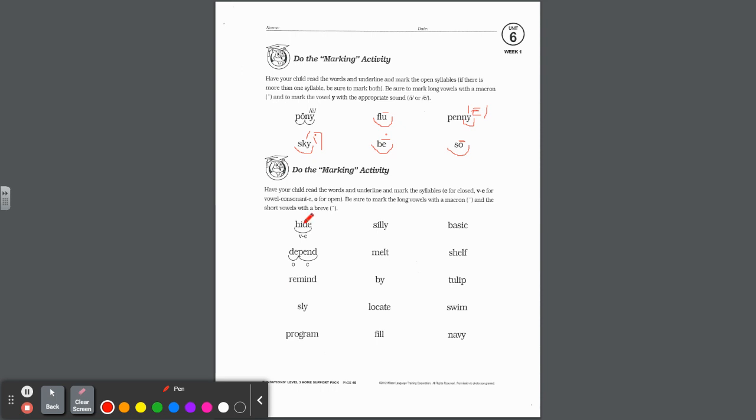Okay, but look what they didn't do. Vowel-E, long vowel with a macron. They didn't do that in their examples. They should be fired for not following their own directions. And this one should have had long vowel with a macron, depend, short vowels with a breve. Okay, because we're still practicing the difference between those markings.